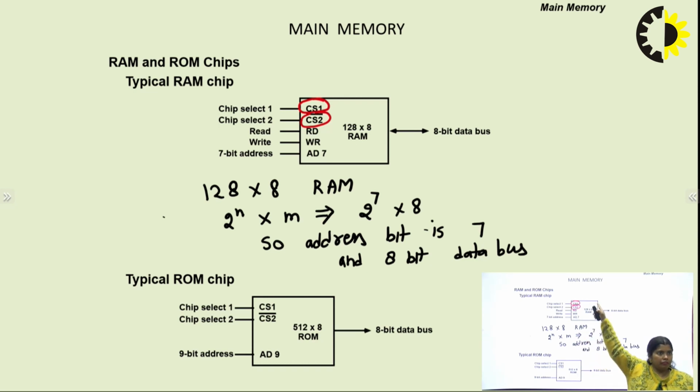That is for the chip select 1. And now you can see there is an AD7, that is an address 7 line. How can we calculate this? That is a 7-bit address.